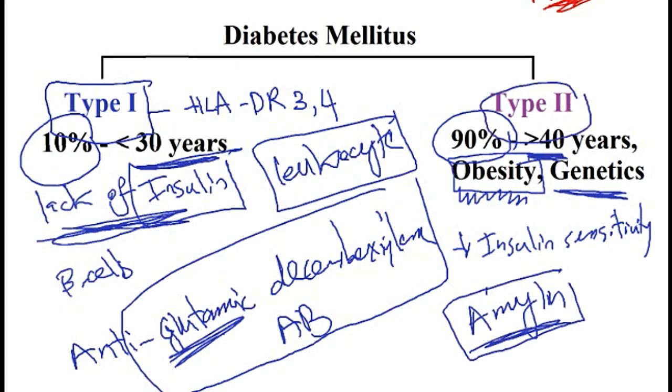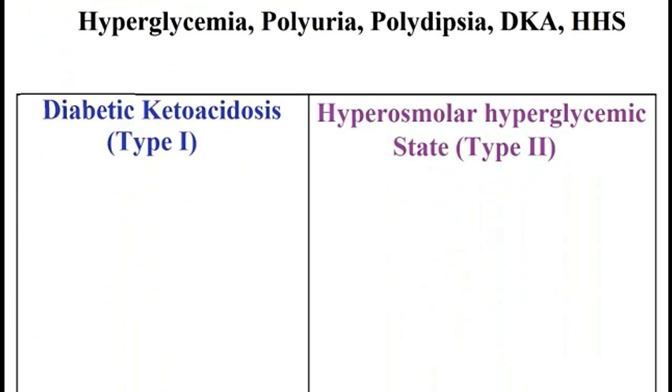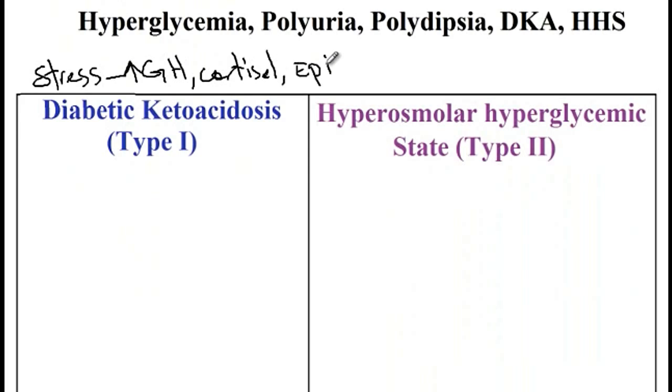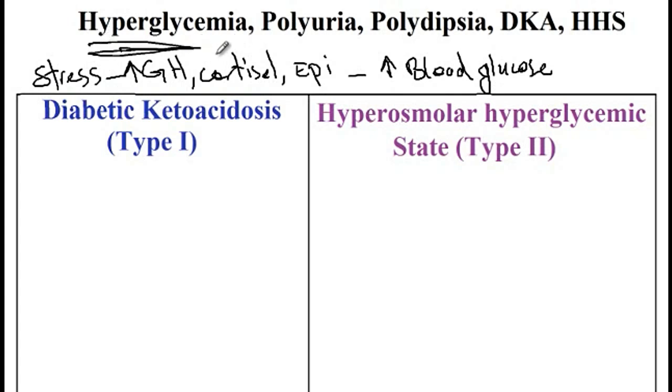Next, I would like to go over the complications of diabetes mellitus. So these patients, whether it's because of the lack of insulin production or decreased insulin sensitivity, will develop hyperglycemia. And if there is stress, then there would be increased production of growth hormone, cortisol, as well as epinephrine, all of which will further increase the blood glucose. So therefore, if there is stress in patients with diabetes, the hyperglycemia will be exacerbated. In addition, these patients will have polyuria because of osmotic diuresis, and so they would drink a lot of water to compensate for too much urination.